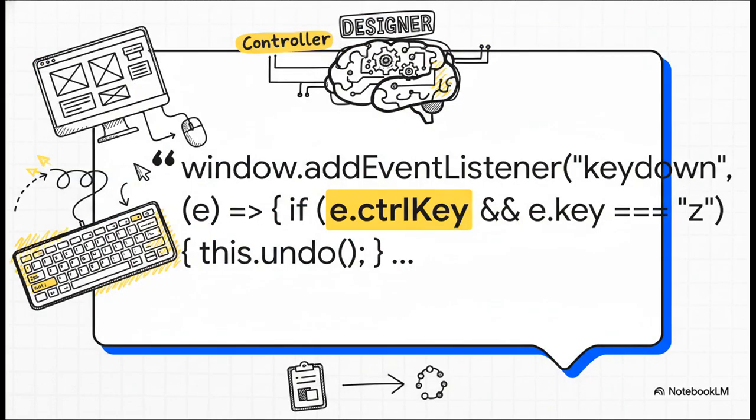Now check this out, because this is where things get really interesting. See how the designer also acts as the controller? It's just sitting there, listening for keyboard events, so when you, say, hit Ctrl-Z to undo, this code kicks in. But notice what it does. It doesn't start messing with pixels directly. No, it just calls its own undo method. It's translating your physical action into a command the application understands.